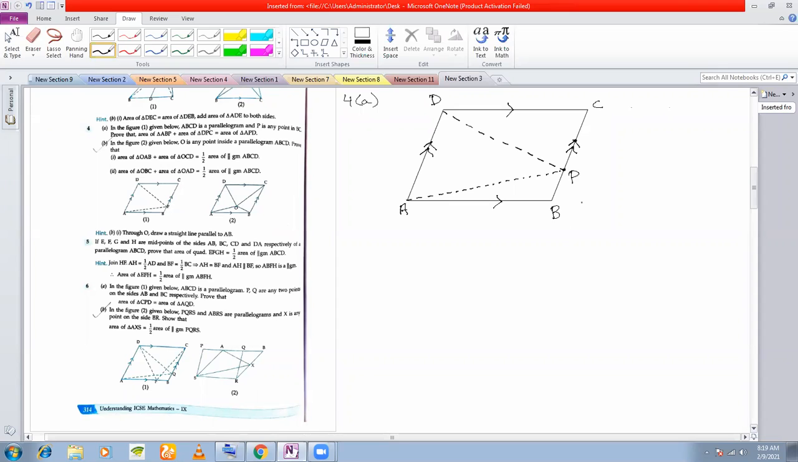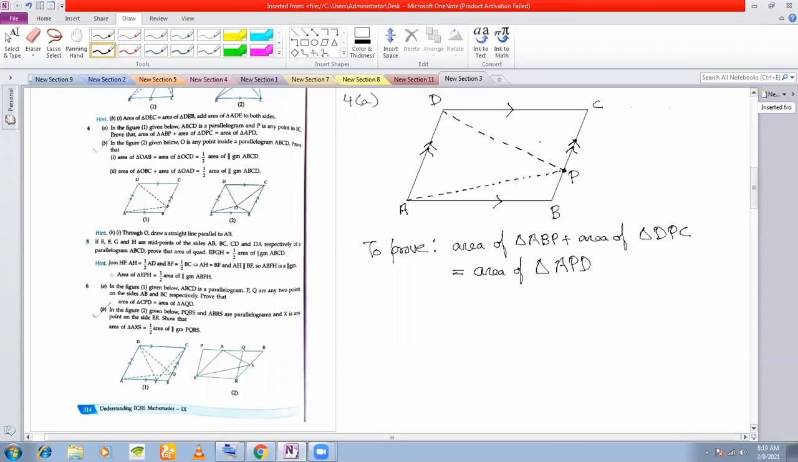In the figure given below, ABCD is a parallelogram, as is evidently given, and P is a point on BC. P is any point on BC. Any particular point they have chosen P, on the line BC. You need to prove that. Let's write what you need to prove, and let's mark in the figure first to see. You need to prove that area of triangle ABP plus area of triangle DPC is equal to area of triangle APD.